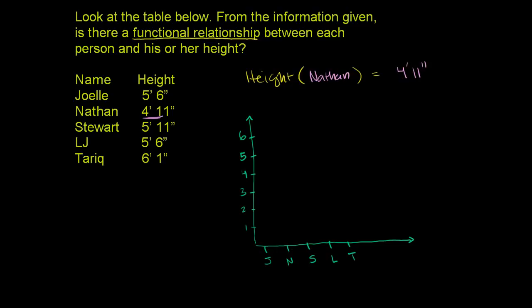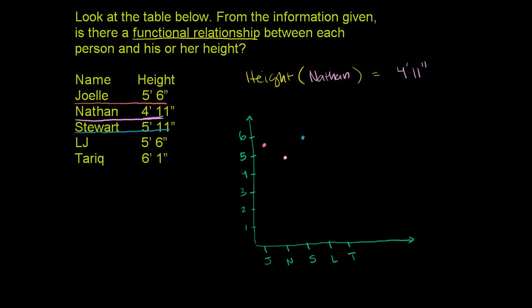So let's plot them. So you have Joel. Joel's height is 5'6". So 5'6" is right about there. Then you have Nathan. Nathan's height is 4'11". We will plot him right over there. Then you have Stuart. Stuart's height is 5'11". He is pretty close to 6 feet. Let me make it a little lower, 5'11".